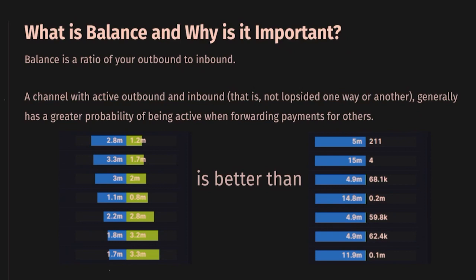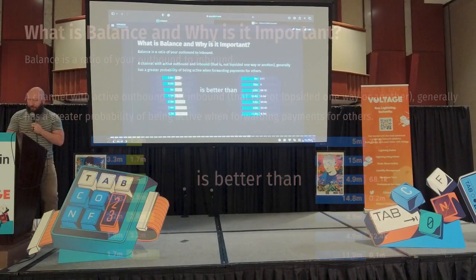But at the end of the day, it's better to have a node on the left than on the right on here. Especially if you want to rank up on the network, you want to try to have a node that has fairly equally distributed outbound and inbound as much as possible. It's never going to be perfect.